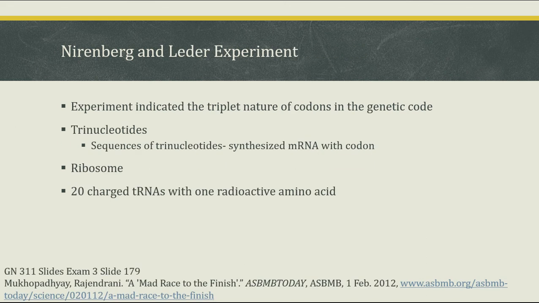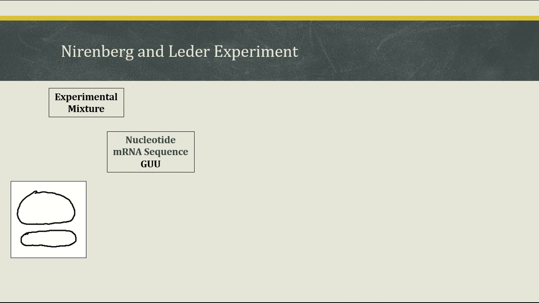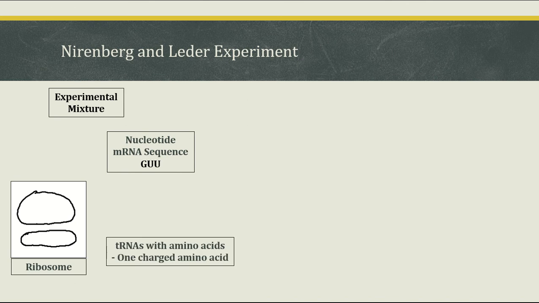Then there was the Nirenberg and Leder experiment, which indicated the triplet nature of codons in the genetic code. Sequences of trinucleotides were used in this experiment. These sequences were synthesized mRNAs with codons that were long enough to attach to the ribosome and to be detected by radioactivity. Then there was a ribosome and 20 charged tRNAs with an amino acid, with one tRNA having a radioactive amino acid.